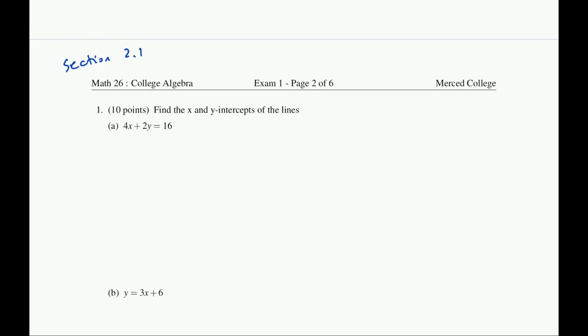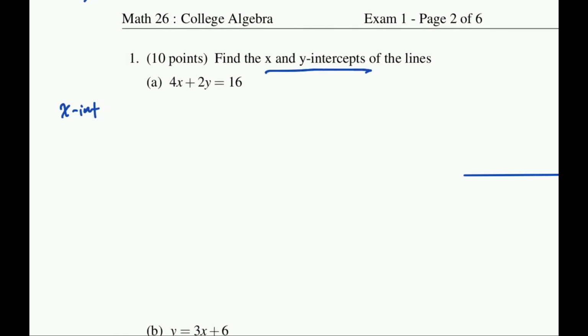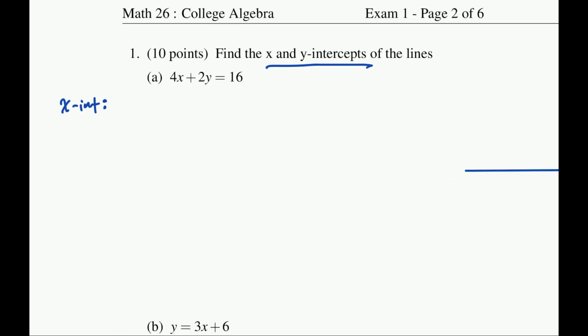The first problem says to find the x and the y-intercepts of the lines. If you're looking at a set of axes, you know that the x-intercept is where the line intersects the x-axis, and the y-intercept is where the line intersects the y-axis. However, we don't know where those points are, so I shouldn't have drawn them as dots on this graph. So let's find them. The x-intercept is where the y value is 0. So where y equals 0.